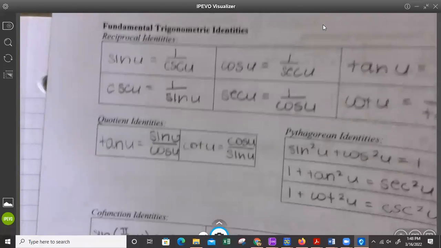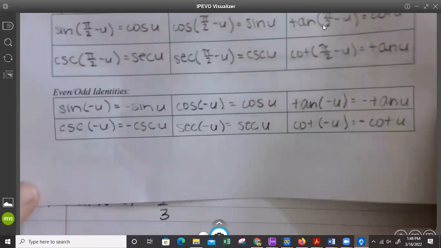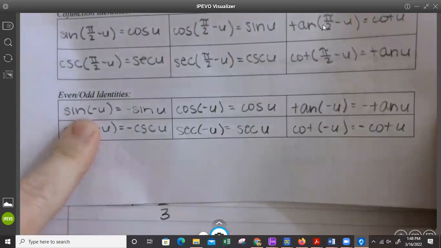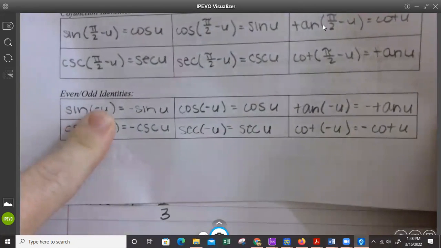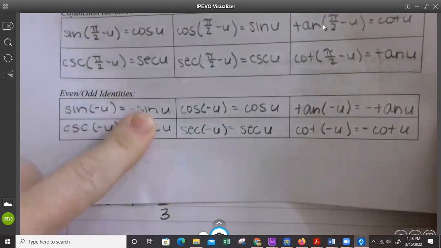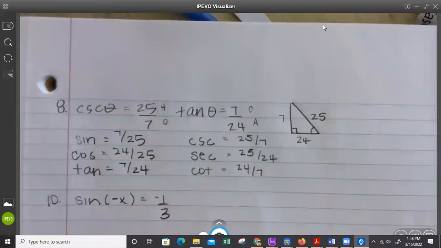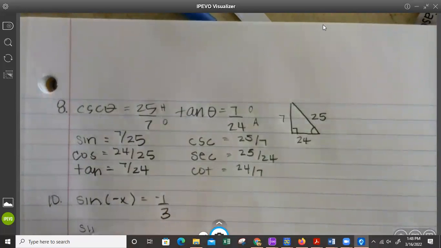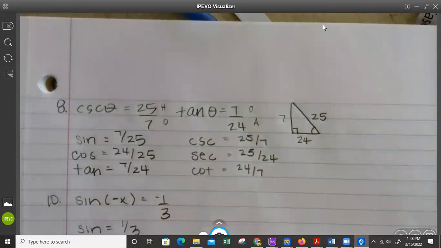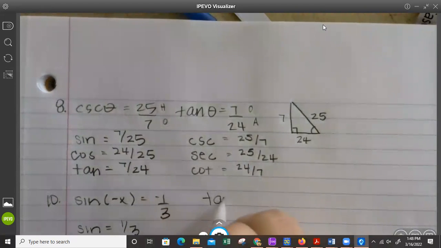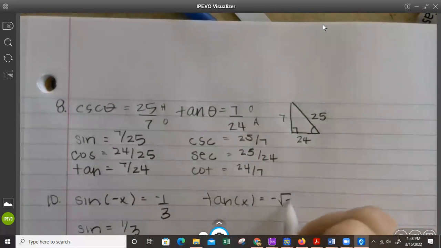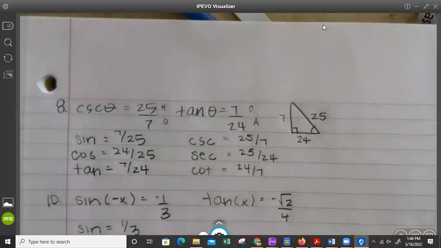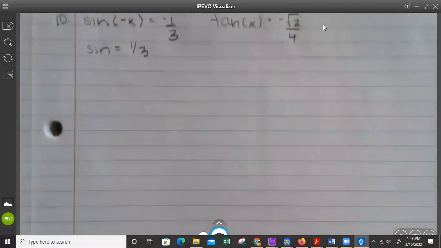Doesn't matter. All right, look. So down here, when we have sine of a negative number, that means it's going to be the negative sign. So the positive sine would be a positive 1/3. They also gave you that tan x was negative square root of 2 over 4.